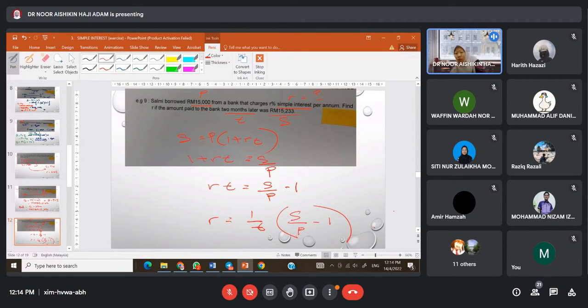Memang nampak leceh sikit, tapi sebenarnya tak susah mana pun, boleh buat. Okay, cuma kalau you takut silap, dapatkan I dulu. Because you know that S equals to P plus I. To find I, that will be the difference between S and P. Dah dapat I, boleh masukkan dalam formula I equals to PRT, because this formula is simpler compared to that formula. To get R, just guna I equals to PRT.